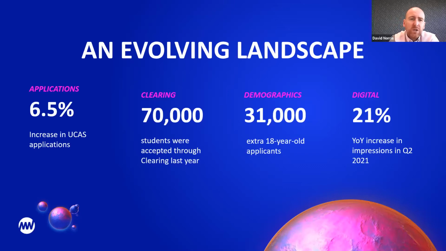And from a digital perspective, a bit of digital insight is there's actually a 21% year-on-year increase in impressions in Q2 2021. So what we know is that the marketplace has got more competitive. We know there are more people searching for these terms, and more competition around people searching for higher education and higher education related courses. That's a statistic we've seen from Google.